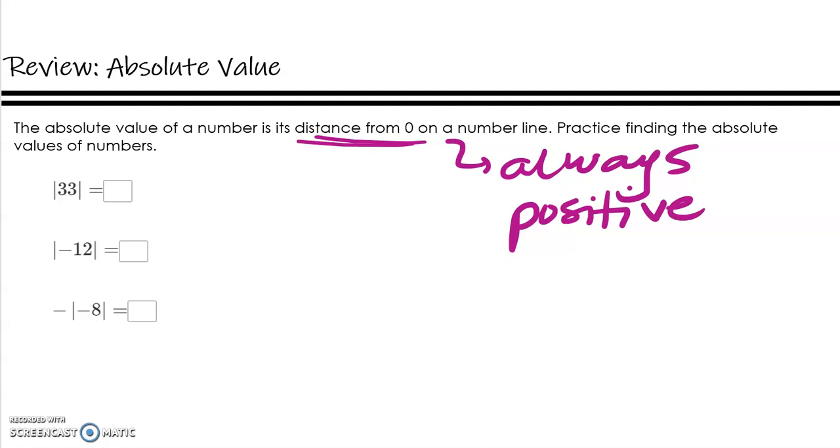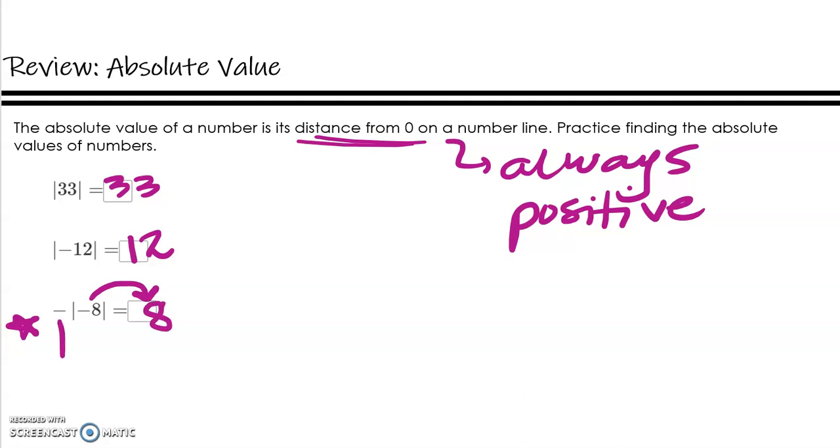unless there's a certain circumstance, which will be down here at the bottom. Okay, so the absolute value of 33 is 33 because it's 33 units from 0 on a number line. The absolute value, or the distance negative 12 is from 0 on the number line, is just positive 12 units. This right here, the distance of negative 8 is 8.